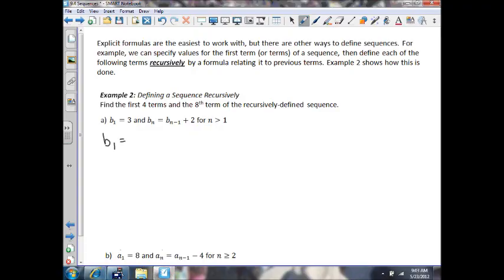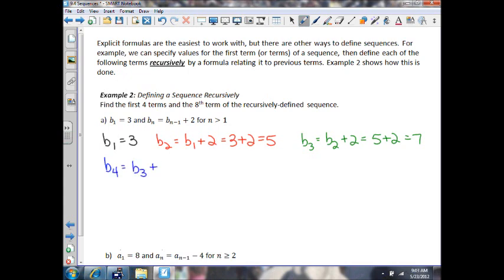So, b sub 1 is 3. That means b sub 2 will be b sub 1 plus 2, or 3 plus 2, which is 5. b sub 3 will be b sub 2 plus 2, which would be 5 plus 2, which is 7. b sub 4 will be b sub 3 plus 2, or 9.